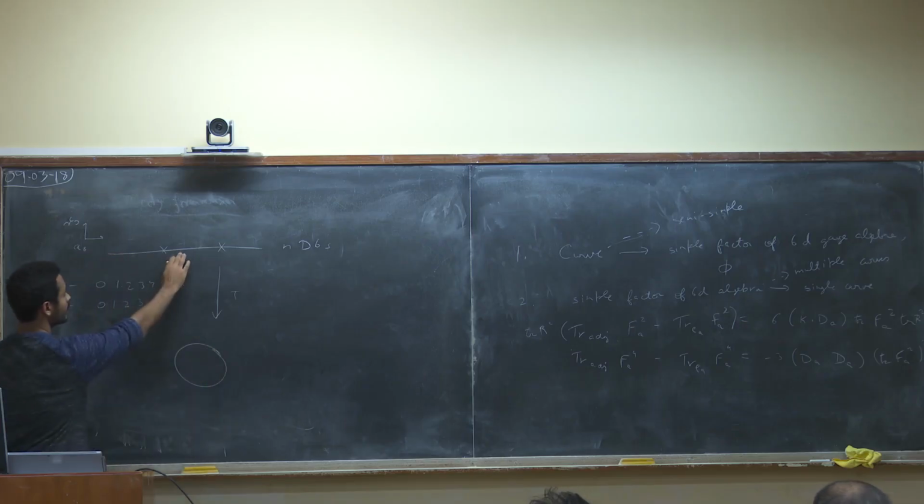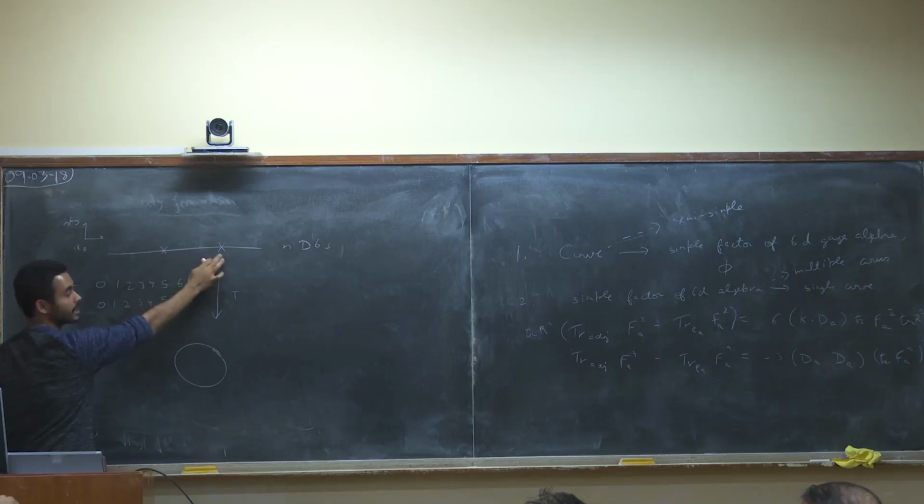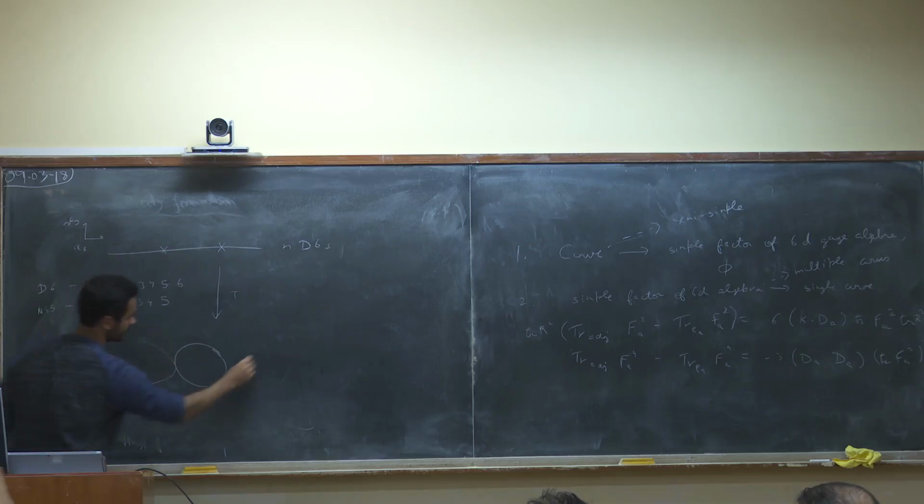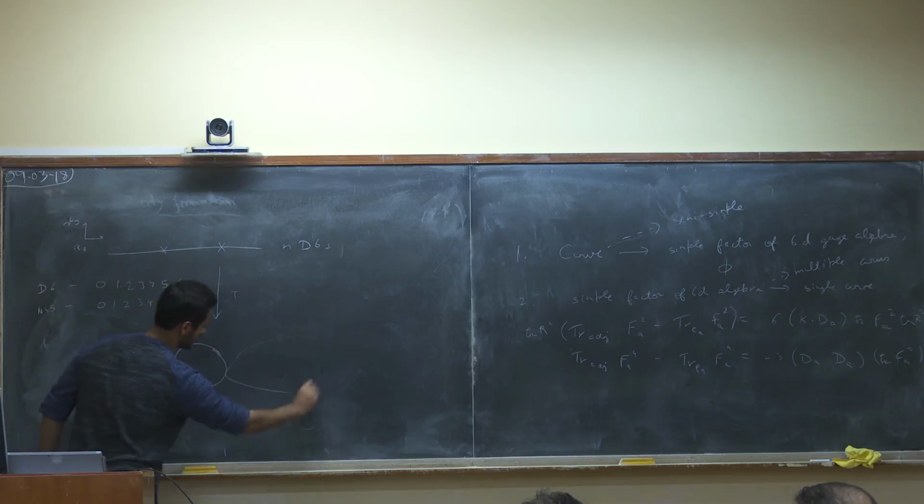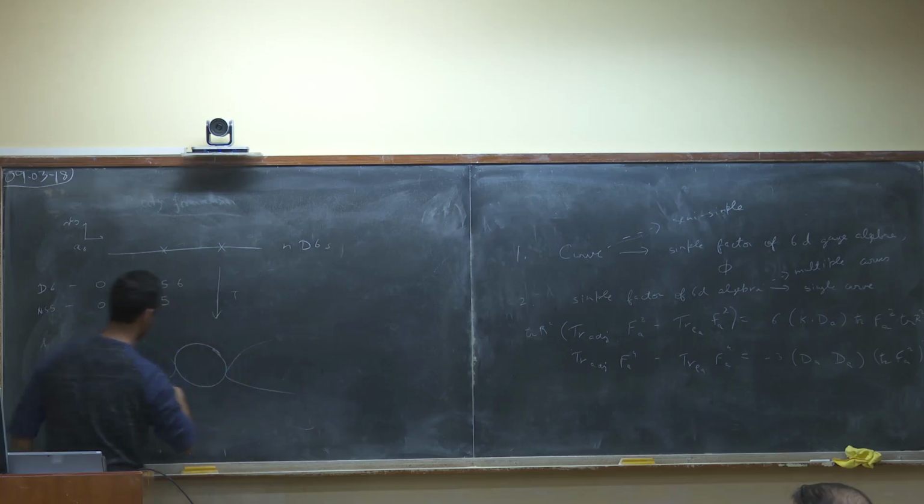So the middle one will become D7 branes wrapped on a sphere. The circle will shrink at these two points, and the other two infinite segments will become cigars wrapping D7 branes. So you'll get a geometry like this.